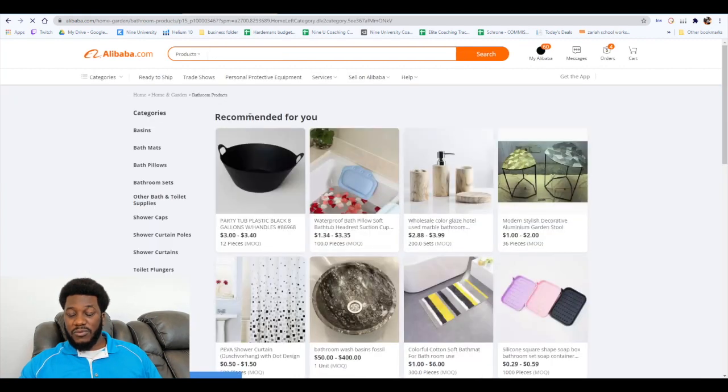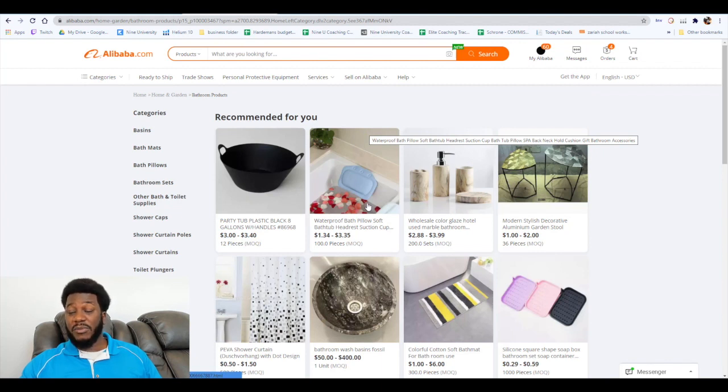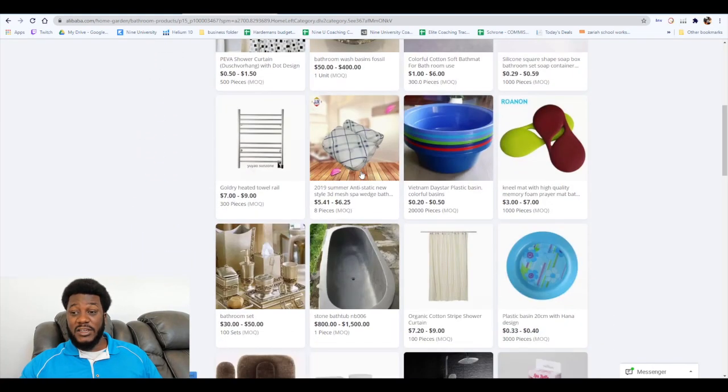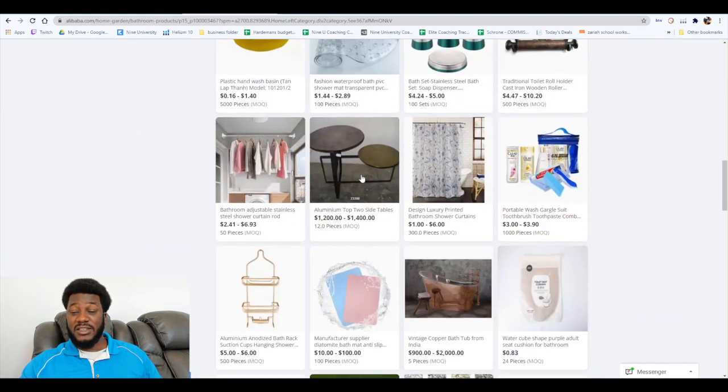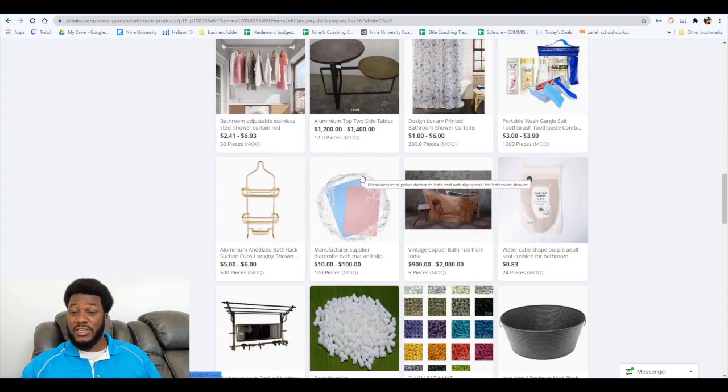Now, the recommended for you section and the highlight section is pretty much what is selling well on Alibaba, because Alibaba would do a poor job if they recommended stuff that doesn't sell well. Right? They want to make sure that the money is being made. So they're presenting to you a collection of products that you could potentially sell for 3 times, maybe even 4 times the amount on Amazon.com.